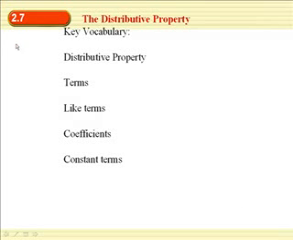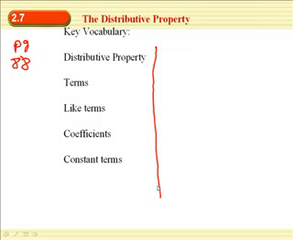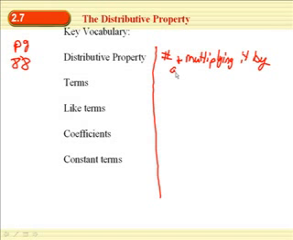2.7, page 88 in your book. So if you will turn your books to page 88, this is called the distributive property. And the distributive property, just in its own definition of what it would be, is basically multiplying a number by a sum or a difference. And it's a little vague right here in words, but we'll talk about it more in just a couple of seconds after we get going here.